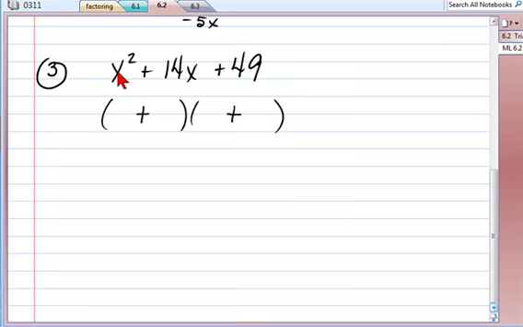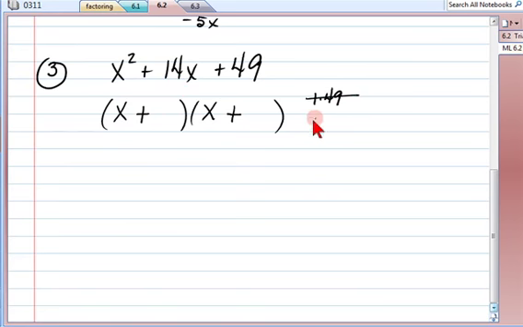To get an x squared, I know it is x times x. To get a 49, I don't know. There's more than one way. It could be 1 times 49. Do those add up to be 14? Then I don't think that'll work.